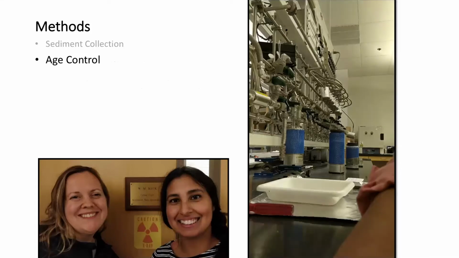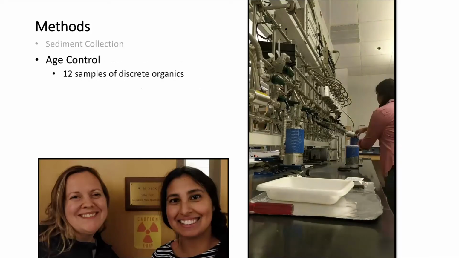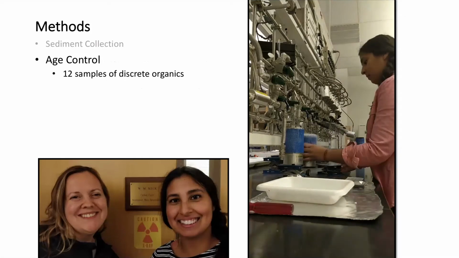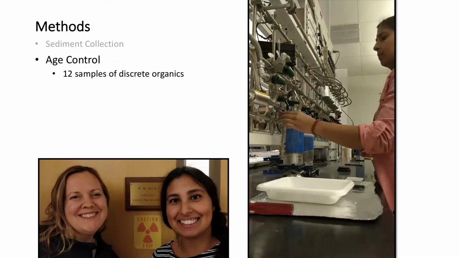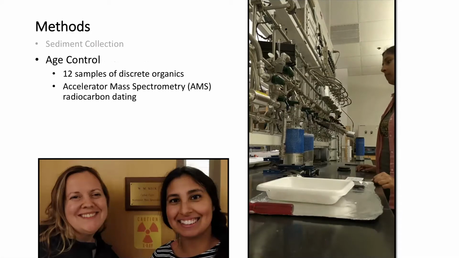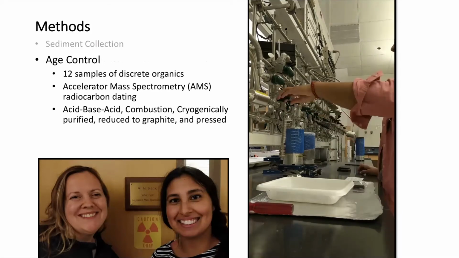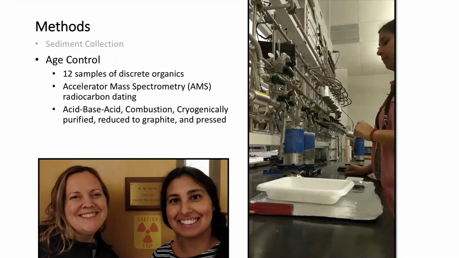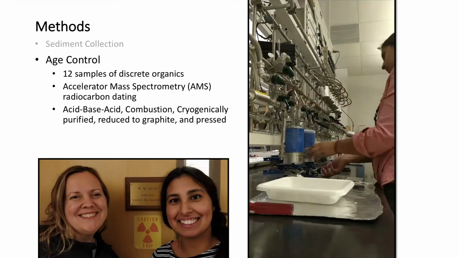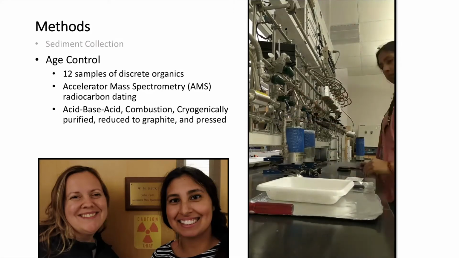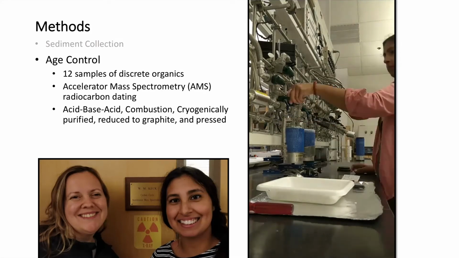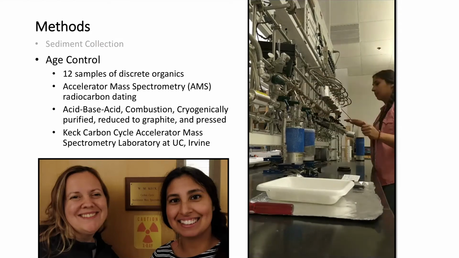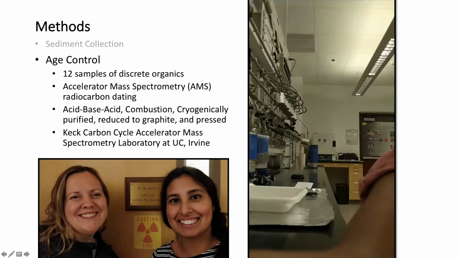Age control. Age control was determined from 12 samples of discrete organics, such as charcoal, pine needles, or seeds, via accelerator mass spectrometry. Our samples underwent an acid-base-acid pretreatment to remove contamination, combustion to obtain carbon dioxide, cryogenic purification to isolate our CO2, and then were reduced to graphite and pressed for analysis at the Keck Carbon Cycle Accelerator Mass Spectrometry Laboratory at UC Irvine. There's also another little video of what the cryogenic process looks like for graphitization.